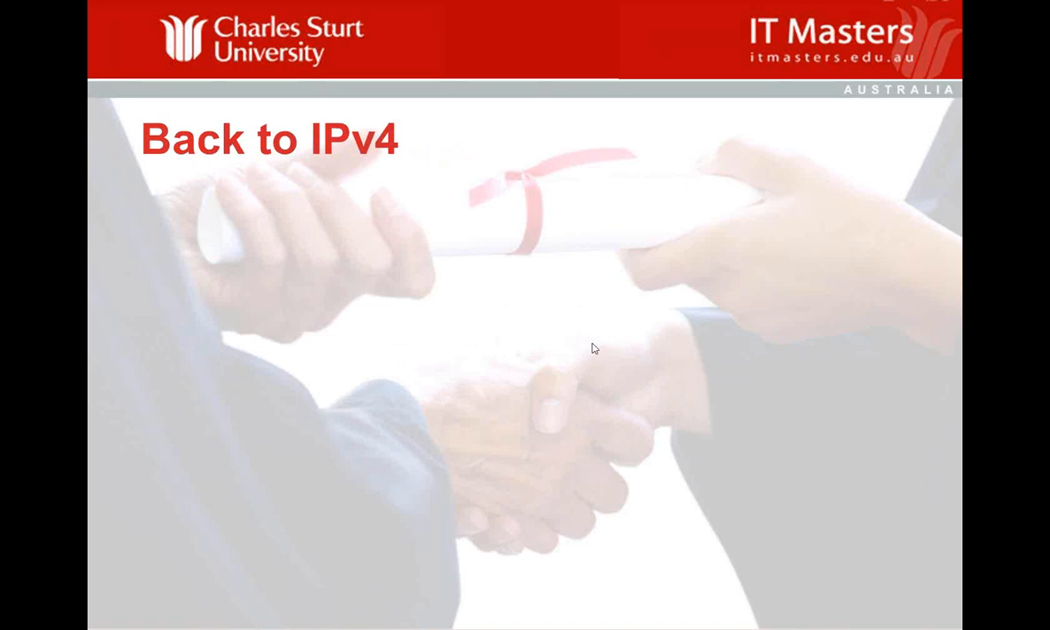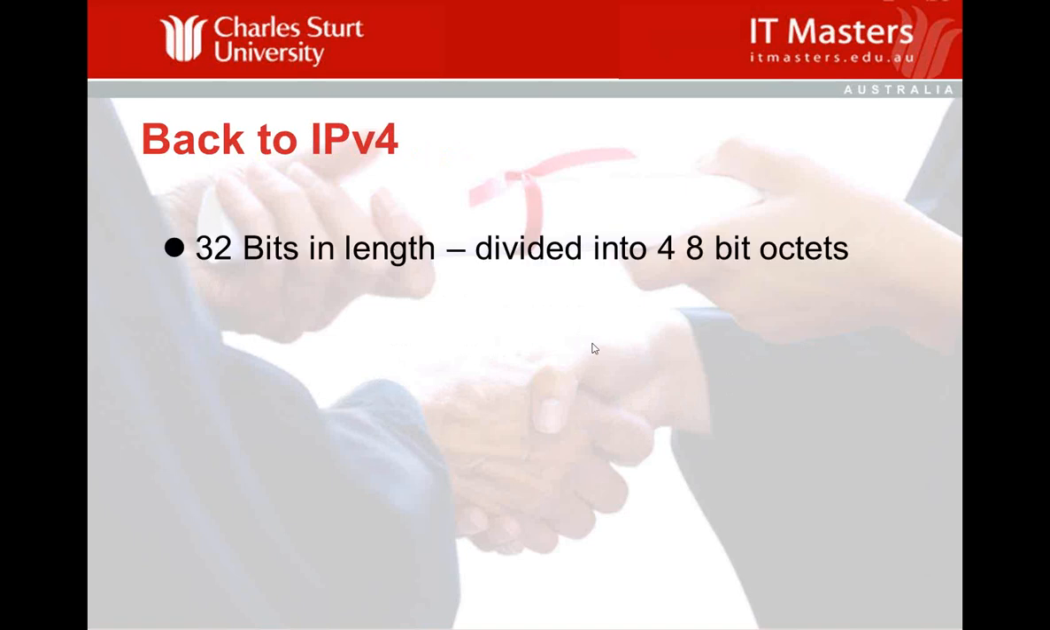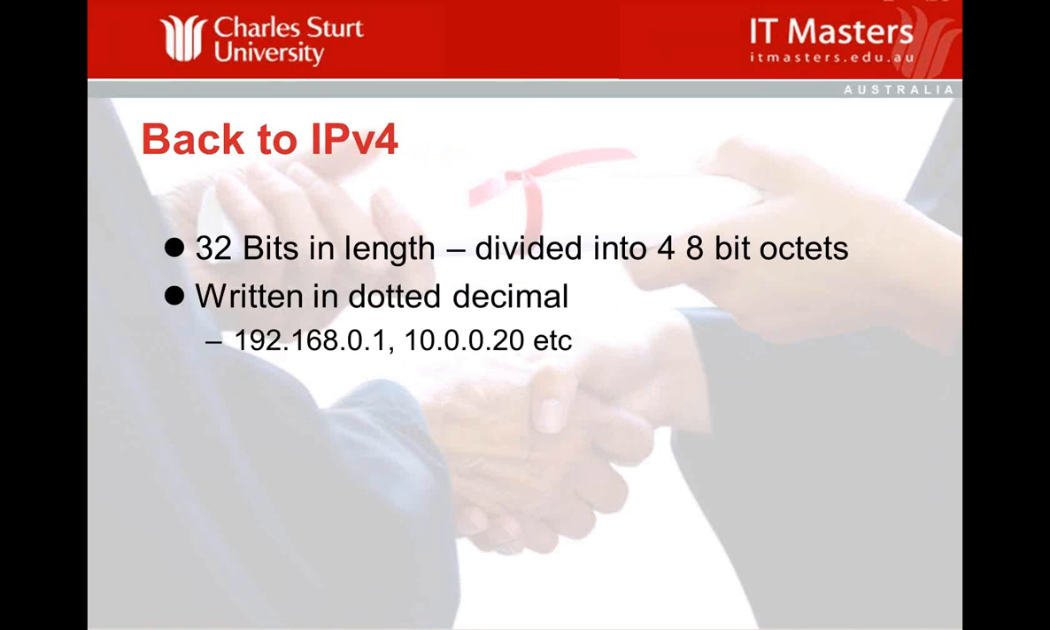Okay, back to IPv4. IPv4 addresses are 32 bits in length in total, and they're divided into four 8-bit segments, which is called an octet. Obviously 8 bits, octet. Generally, we will see them written in dotted decimal. That's the way we're all used to seeing them.